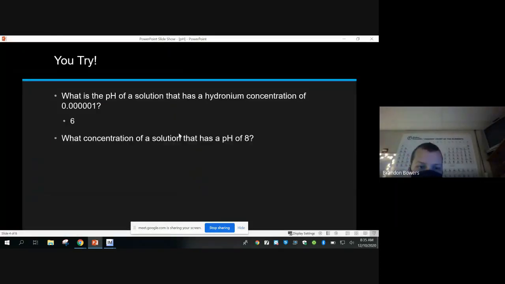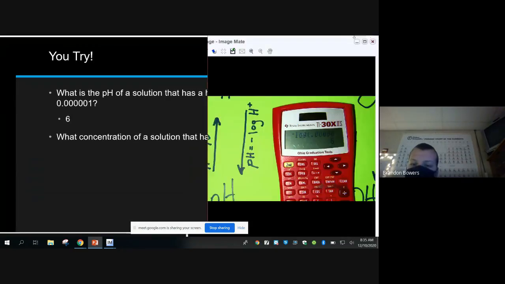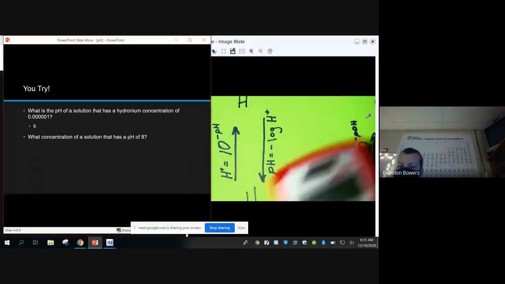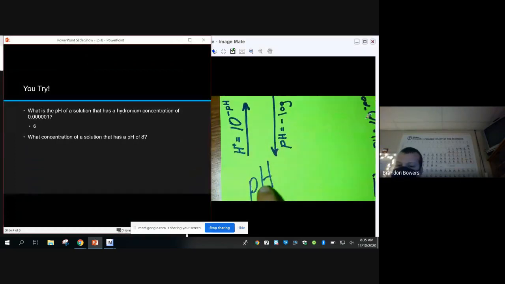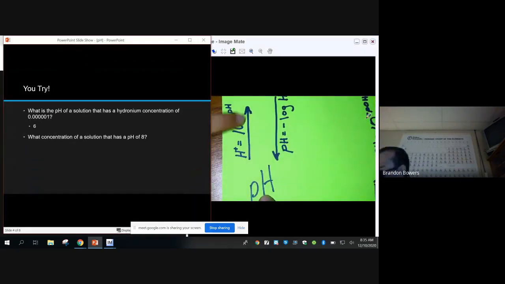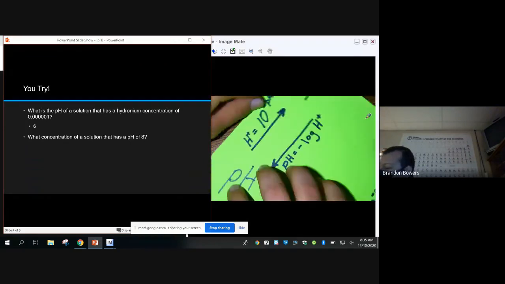Answer 6. Perfect. Now, question 2 says, what is the concentration of a solution that has a pH of 8? So what you're doing is you're going the opposite. We know the pH value. We have to find the concentration. So I'm going up. So I'm going to use my up arrow equation.